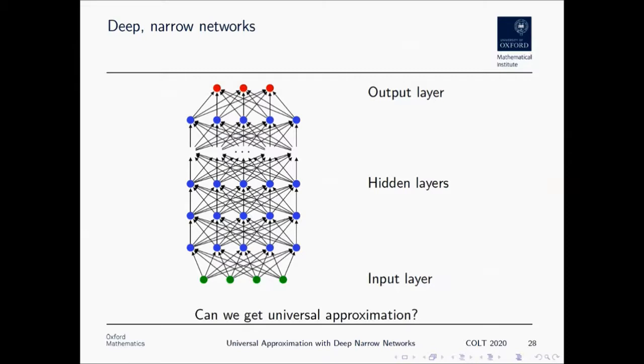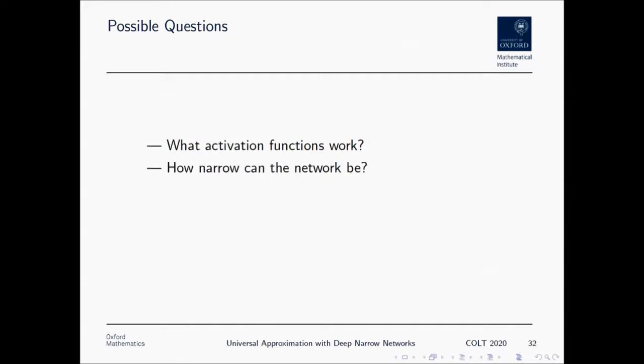And anyway, do we get universal approximation? As you've probably guessed by the fact that I'm giving this talk, the answer is yes. But we do have to think also about what kind of result we are expecting to prove here. What kind of questions might we be answering here? Because, for example, what activation functions work? In the classical case, it was both necessary and sufficient that the activation function be non-polynomial. And it's going to turn out that the same isn't true here. It's going to be slightly different.